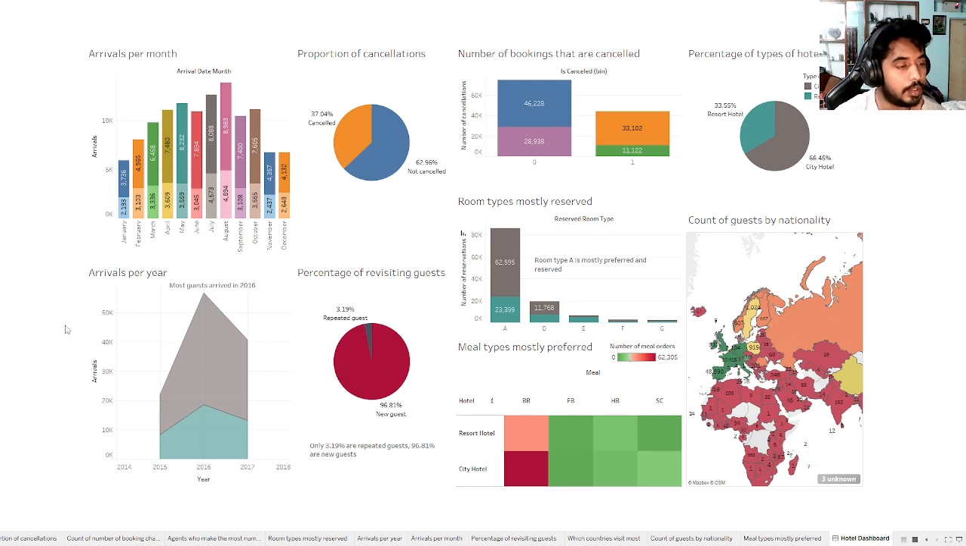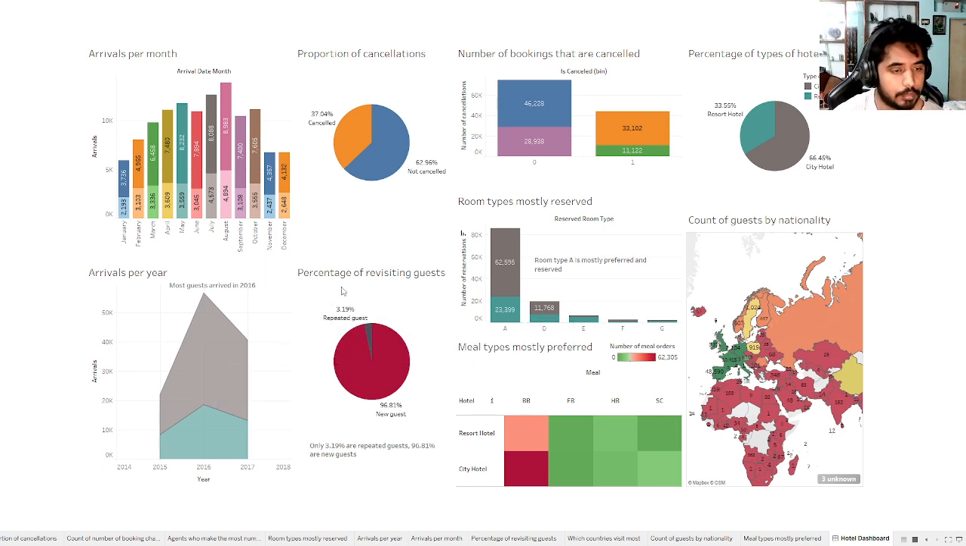Then in this chart we see the arrivals per year. It is an area chart, and it is divided in two parts, city hotel and resort hotel. So in 2015 city hotel had 13,682 arrivals and resort hotel had 8,314, and from this trend line we can see that most guests arrived in the year 2016. So 2015 was the starting year, some guests arrived, more guests arrived in 2016, and then it again declined in 2017. So we can say that 2016 was the booming year for the hotel business.